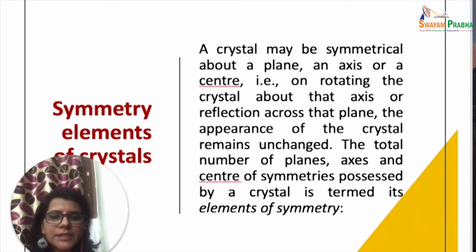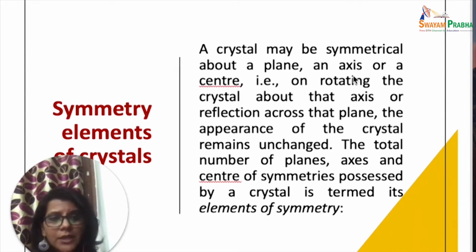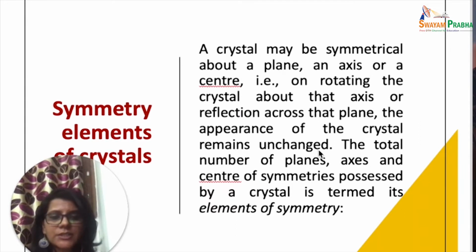Symmetry elements in the crystal. A crystal may be symmetrical about a plane, an axis, or a center. That is, on rotating the crystal about the axis or reflection across the plane, the appearance of the crystal remains unchanged. The total number of planes, axes, and center of symmetries which are possessed by a crystal is termed as its elements of symmetry.